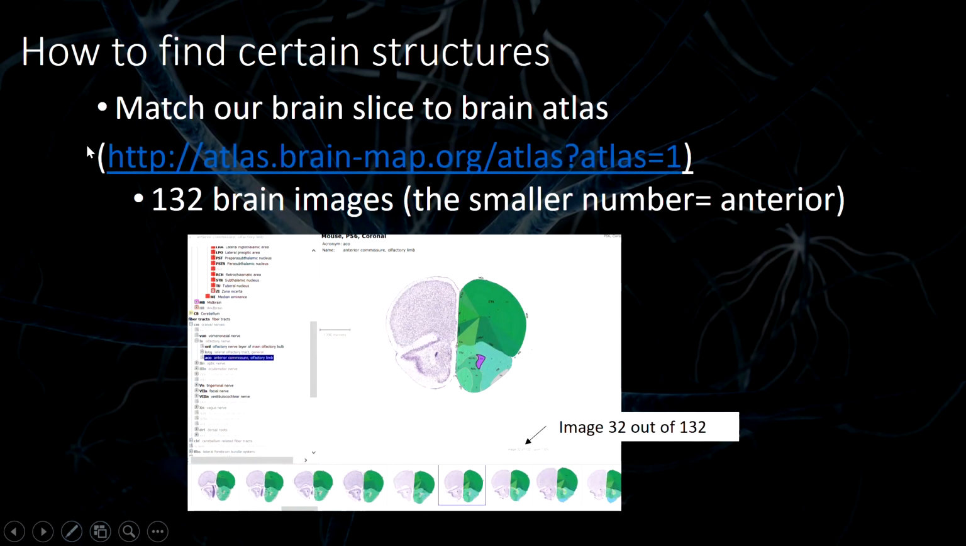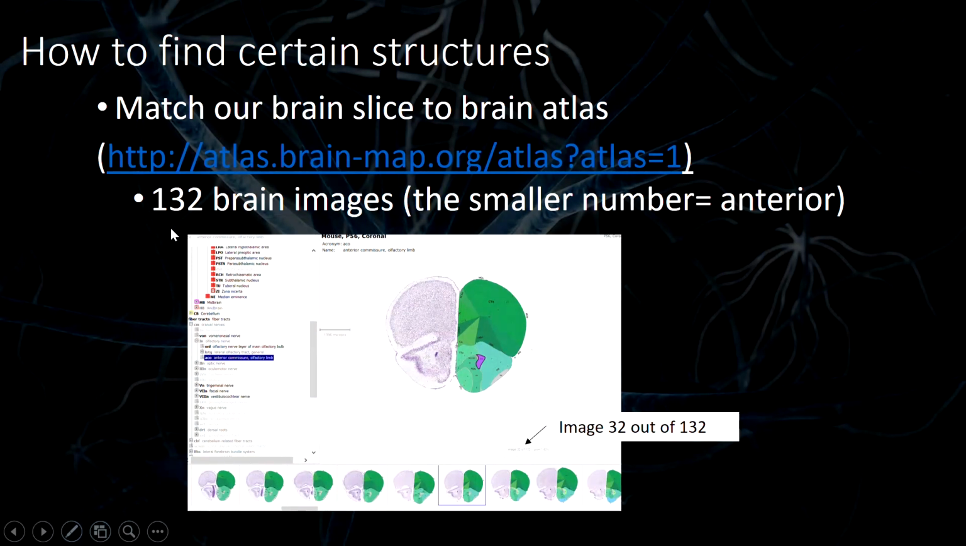Now let's talk about how to find certain structures on the brain slice. You have to use the brain atlas. First thing before you start, you have to match your brain slice to the brain atlas. So this is the brain atlas.